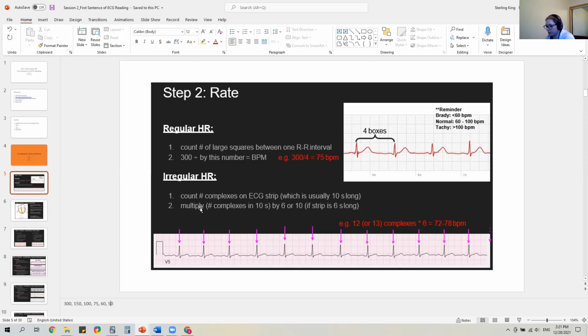There's something for irregular heart rates. If the heartbeats aren't always the same distance apart, using this quick shorthand rule isn't very helpful. So what we want to do is count the whole number of complexes on the strip. You can see 1, 2, 3, 4, 5... there's 12, about, or maybe 13 there. Then if you know it's a 10-second strip, times it by 6, and you get a minute of beats. So 12 times 6 is about 72.